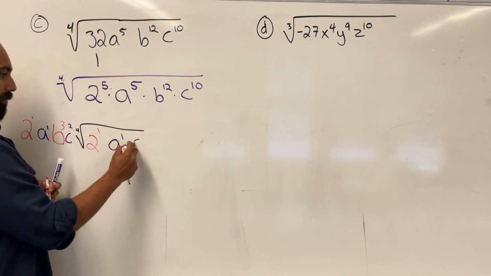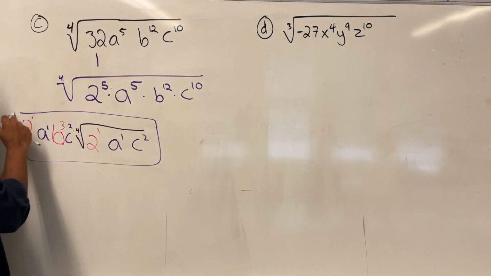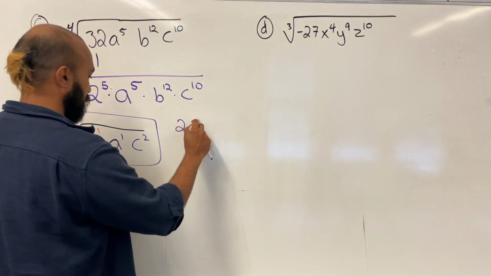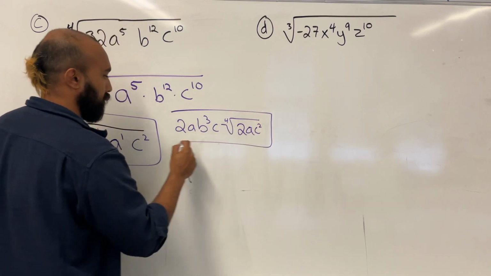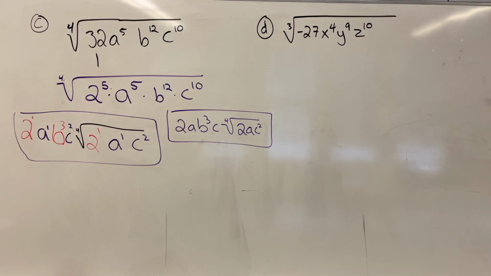Again, the 4 went into the 5s one time, so that's why there was 1 left over each time, and the 4 went perfectly into the 12, and it went twice into the 10 with 2 left over. So that explains the exponents. So let's try that again with this next example.